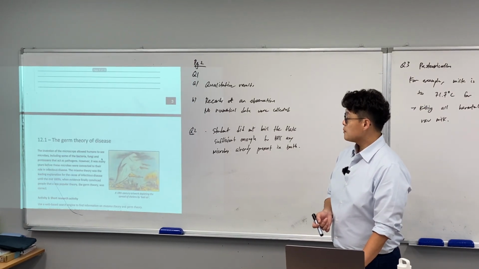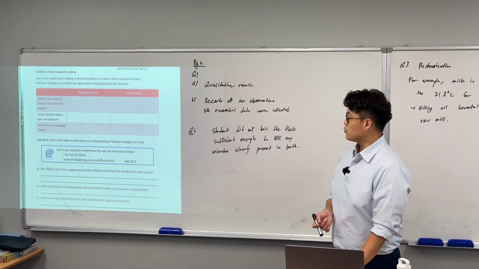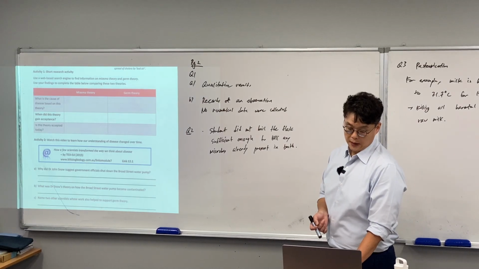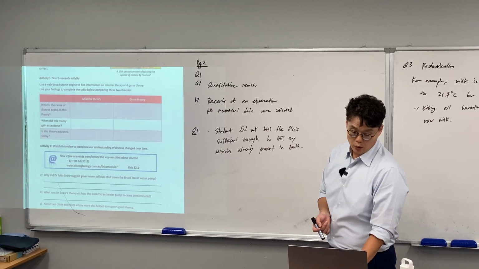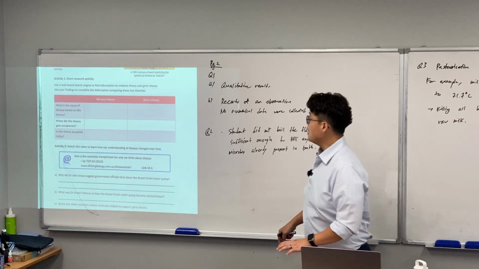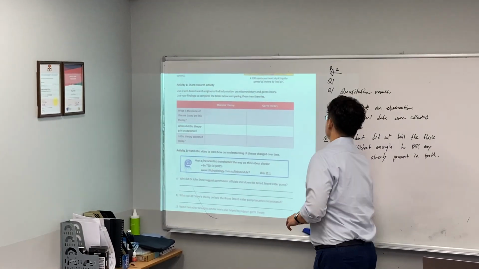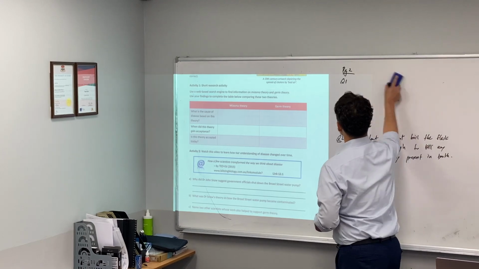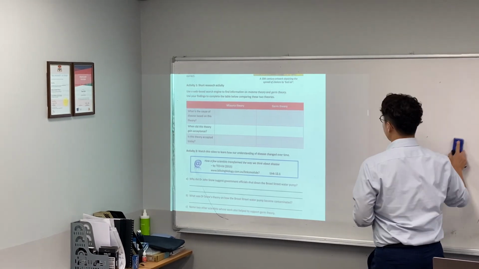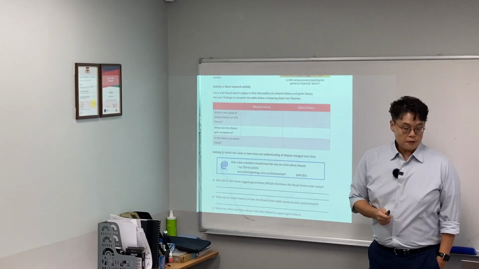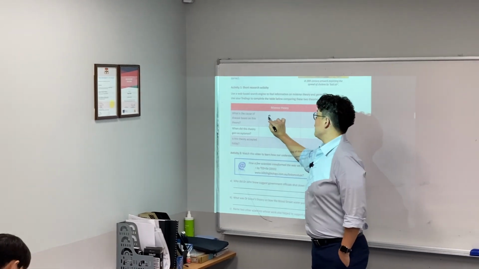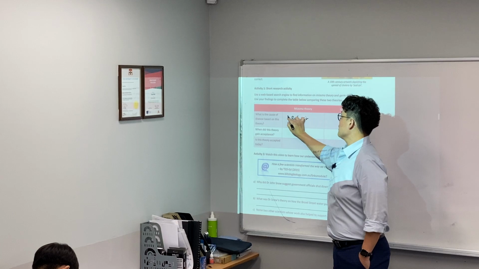Okay. The next page is talking a little more about these two theories, the miasma theory and the germ theory. Let's talk about this more in depth. The miasma theory, also known as spontaneous growth. So in the miasma theory, what is the cause of disease? It is basically bad air.